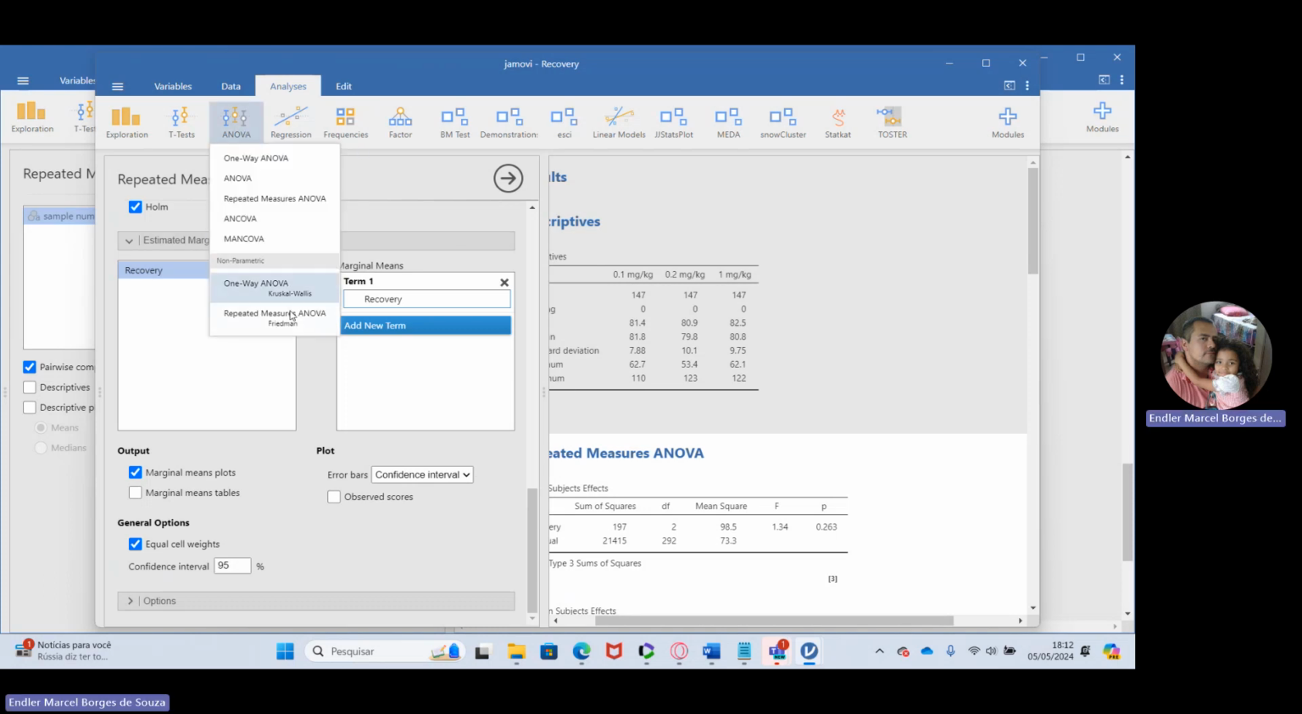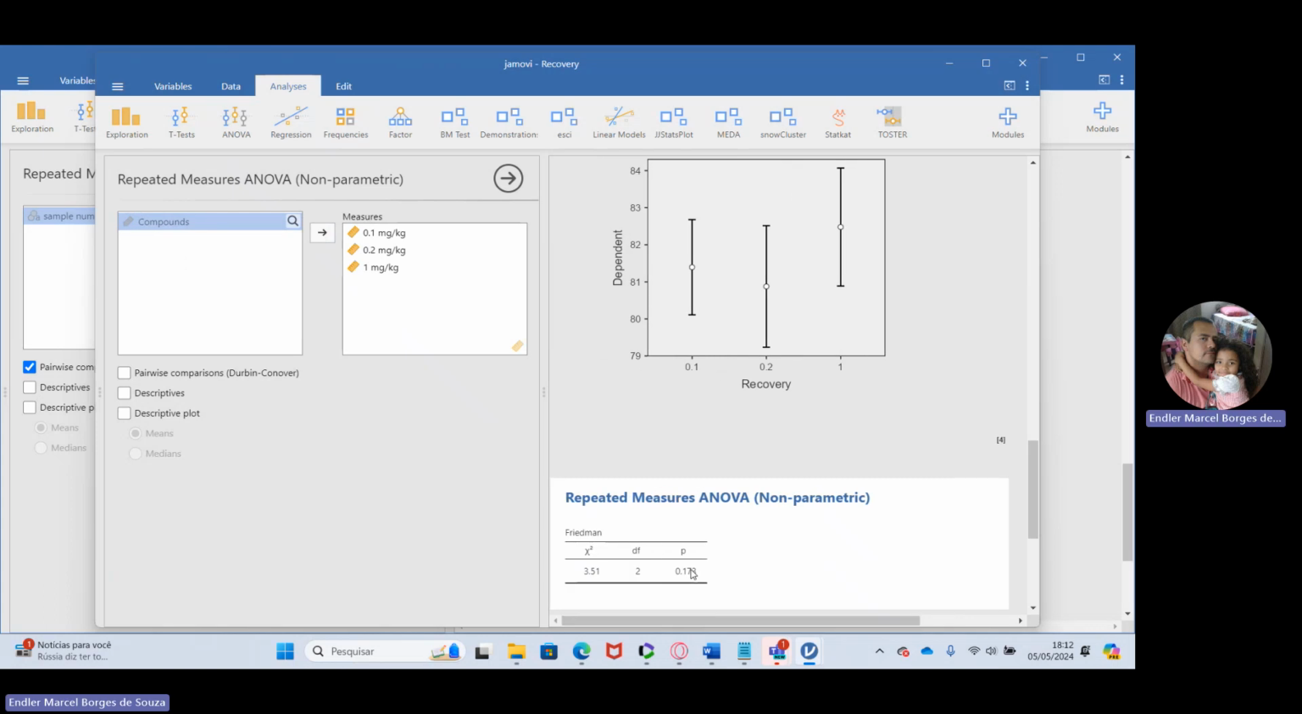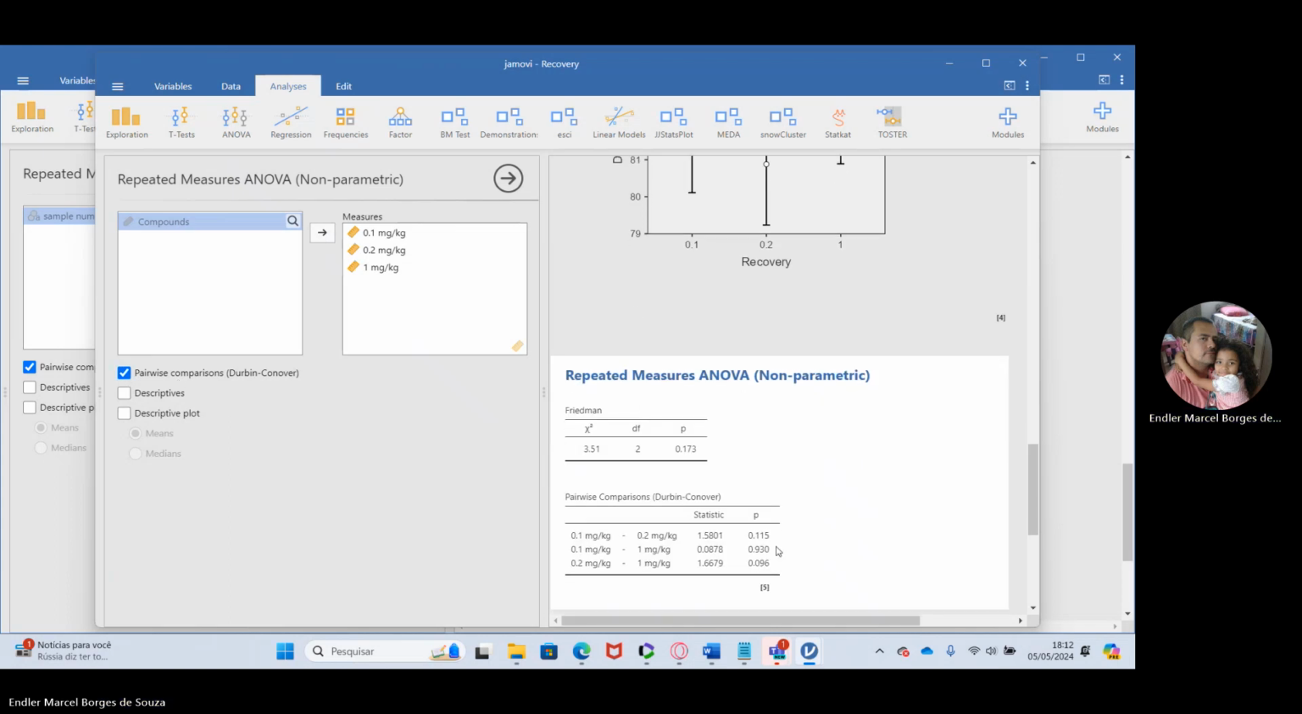Well, I can go to the non-parametric Friedman test. I can select my variables. And the Friedman test provided me the same response that the parametric test provided. There is no difference between recovery at the four fortification levels that were studied. I can go to a non-parametric post-hoc test, and it also confirmed what you observed in other tests.